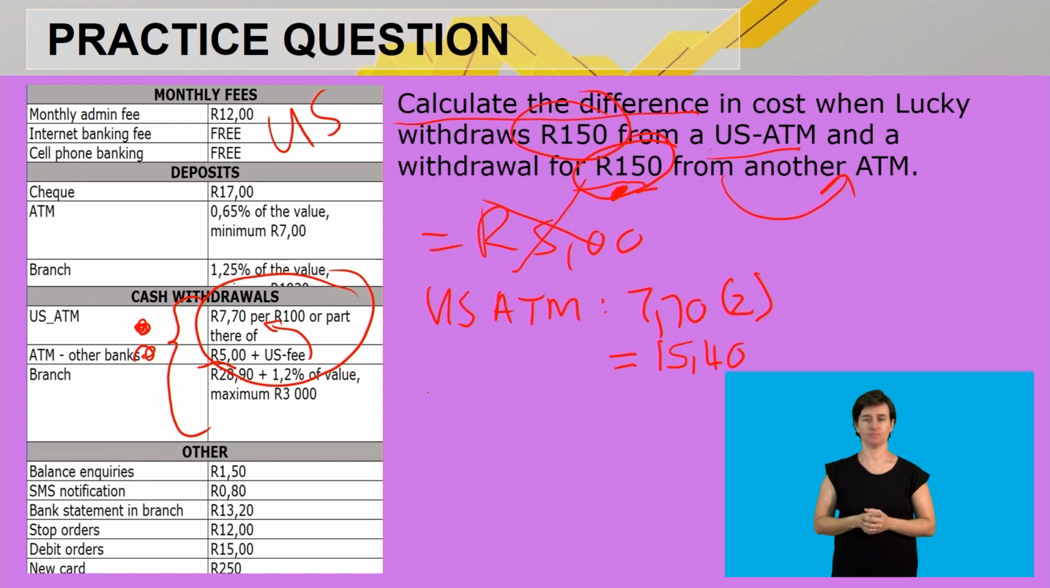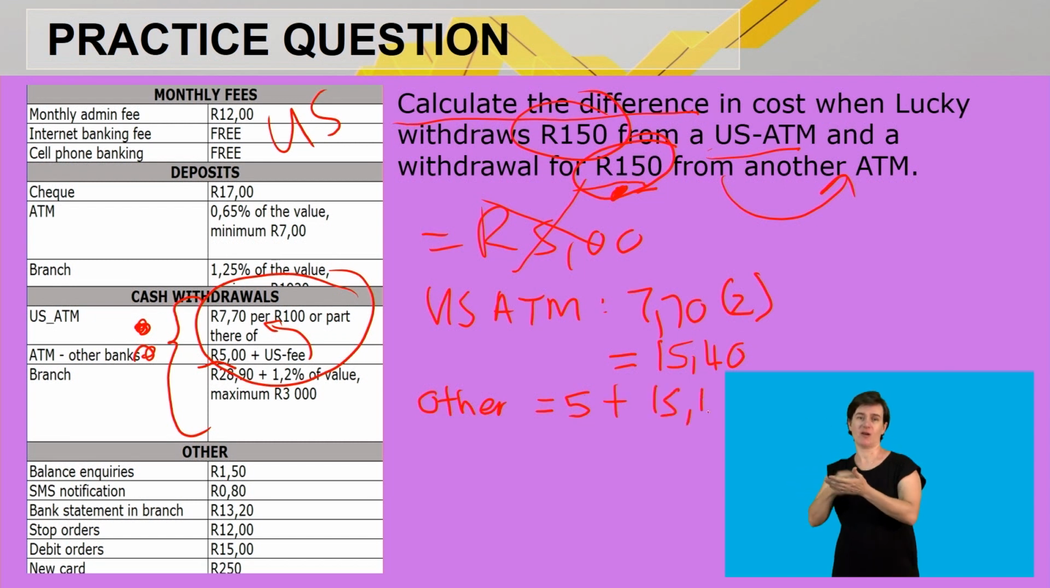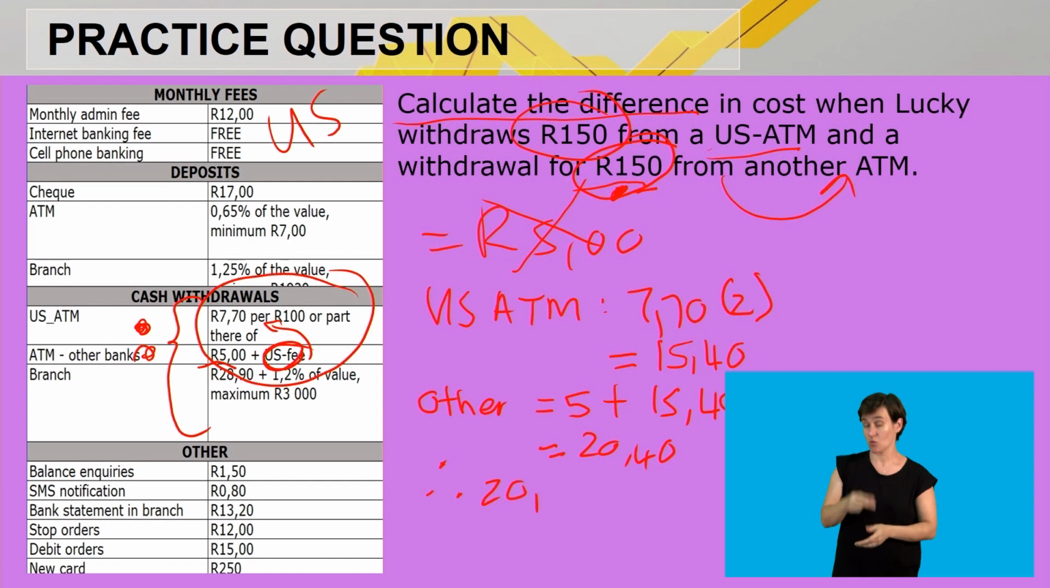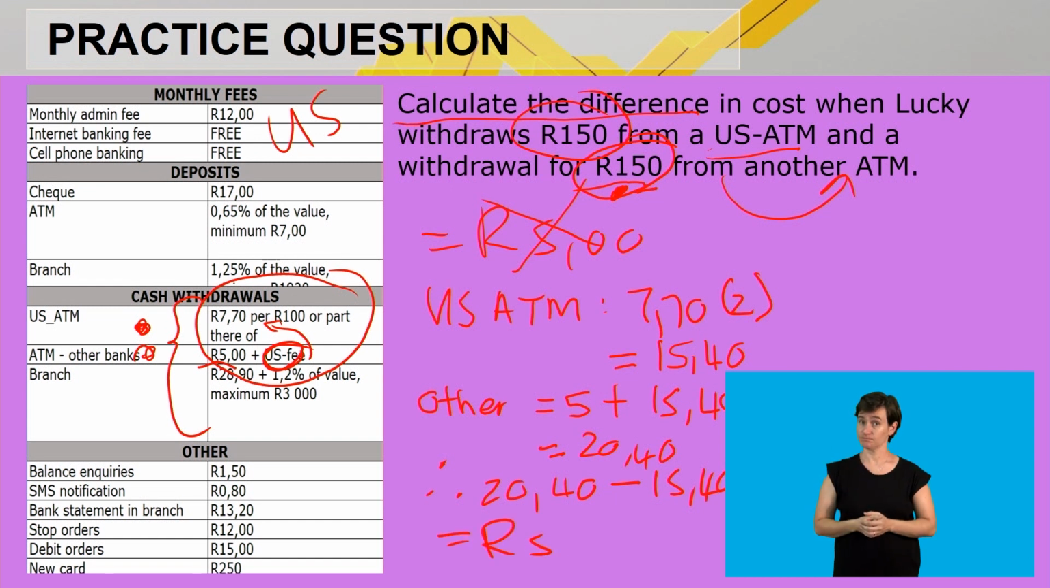And that is R15.40. From another bank ATM, so the other bank is going to be R5 plus the R15.40 because it's R5 plus the Us fee. So then I will show it. That is R20.40. So now we show the difference, R20.40 minus R15.40, and that gives us a total of R5. So calculate the difference. The difference is 5 rand.